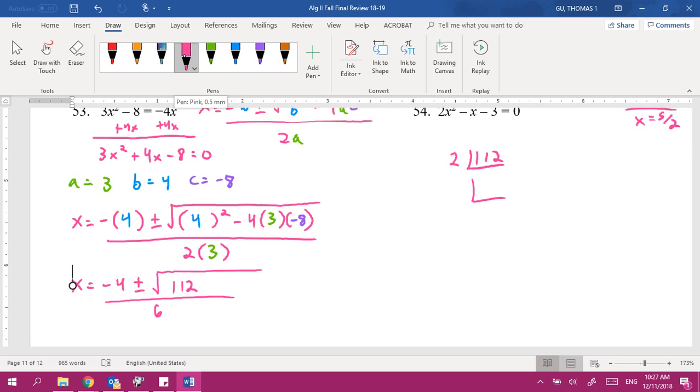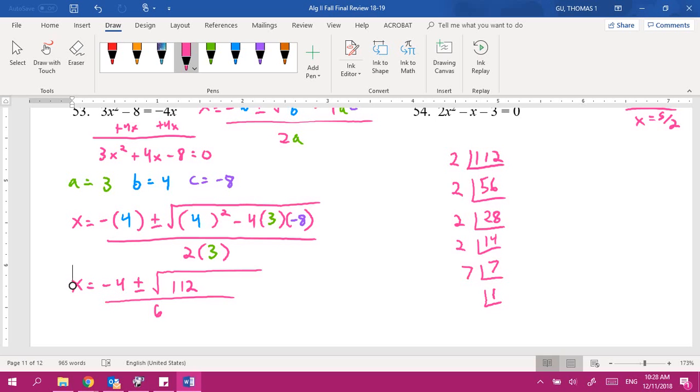What's 112 divided by 2? 56. Now, what's the smallest number I can divide 56 by? 2. What's 56 divided by 2? 28. What's the number I can divide 28 by? 2. 28 divided by 2 is? 14. What can I divide 14 by? 2. You get 7, and what can I divide 7 by? You just said it. 7. 7 divided by 7 is 1, and we're done right there. When you get to 1, you're finished.